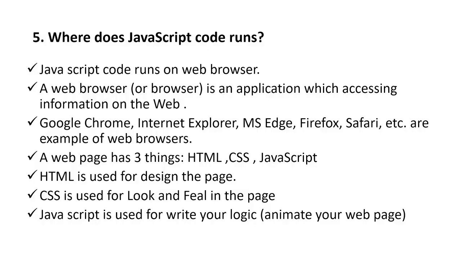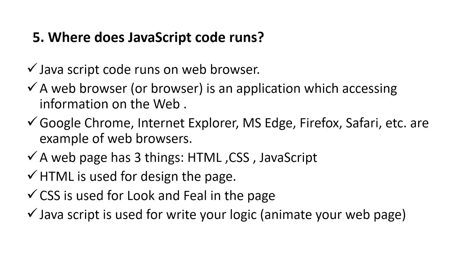Where does JavaScript code run? JavaScript code runs on a web browser. A browser or web browser is an application for accessing information on the web. Google Chrome, Internet Explorer, Microsoft Edge, Firefox, Safari, etc. are examples of web browsers.